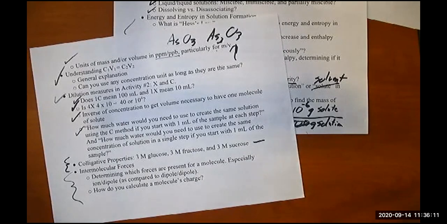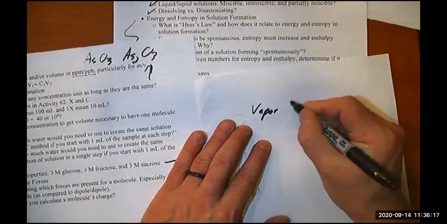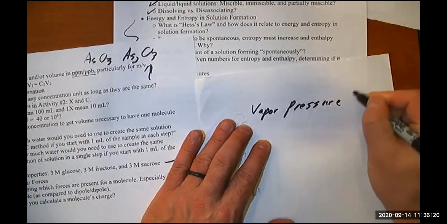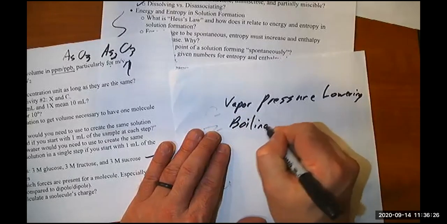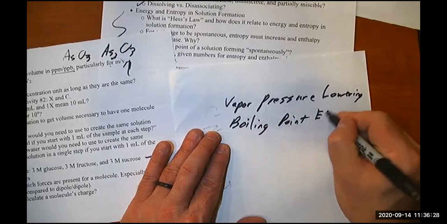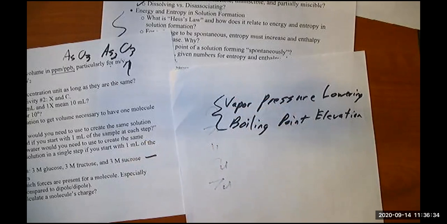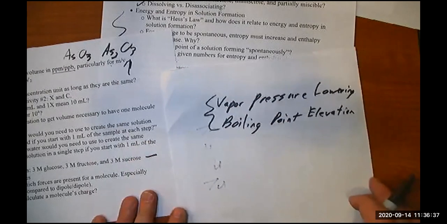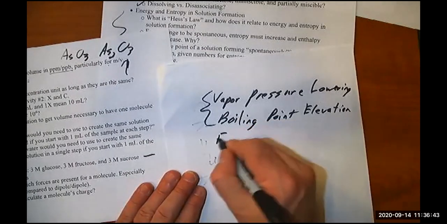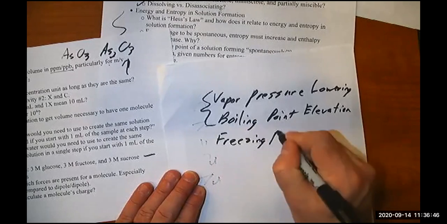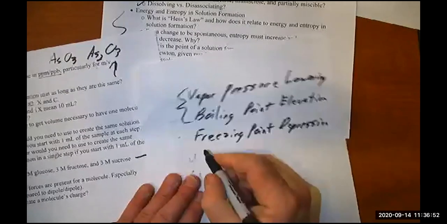So we have 4 colligative properties. We have vapor pressure lowering. We have boiling point elevation. And these two are directly connected to each other. If you think about what boiling point means, you'll see how those are directly related. There is freezing point depression. And then there's the oddball out, osmotic pressure.